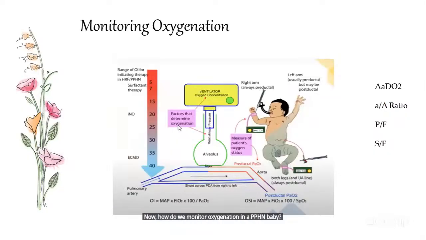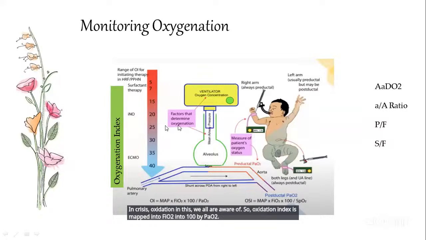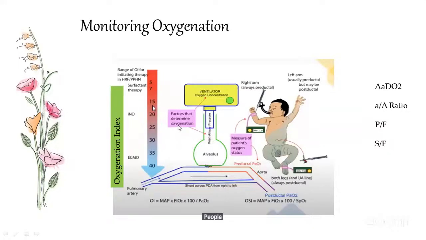We have two indices. Oxygenation index we all are aware of. Oxygenation index is MAP into FiO2 into 100 by PaO2. Previously it was said that an OI of more than 25 is an indication for inhaled nitric oxide, but these days the cutoff has gone down to as low as 15. People are now even considering iNO at an OI of 15. For OI, you need an arterial prick or an arterial line.